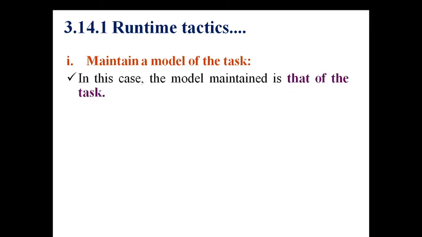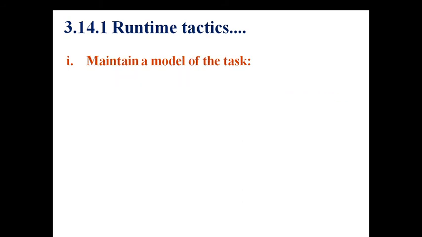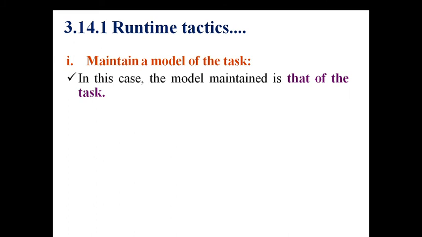First one, runtime: maintain a model of the task. Whatever you are going to perform, first we have to maintain a model, we have to check, we have to execute, we have to get the output and we have to verify the output. How the user is expecting and what he got, we have to first test that. Later we can implement the same in our original architecture.